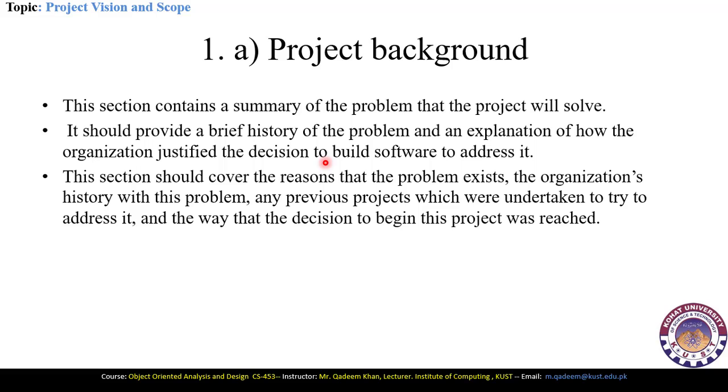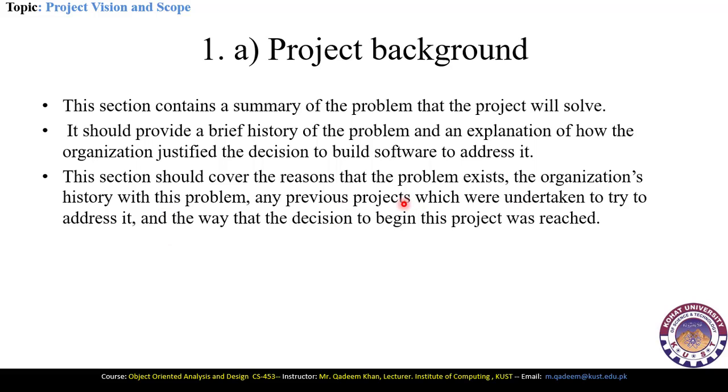So here the project manager tries to explain the complete problem and also define the reasons why this problem should be solved through the software. This section covers the reasons that the problem exists and the organization's history with the problem, meaning how long this problem has existed, what its consequences are for the organization, and also what previous projects were undertaken or completed to try to address it.